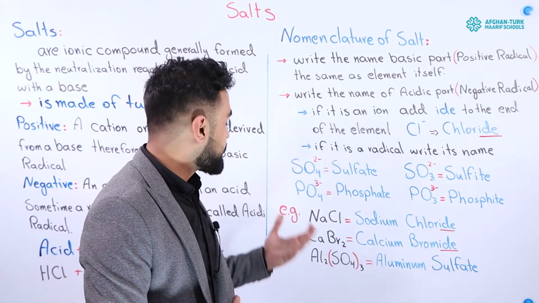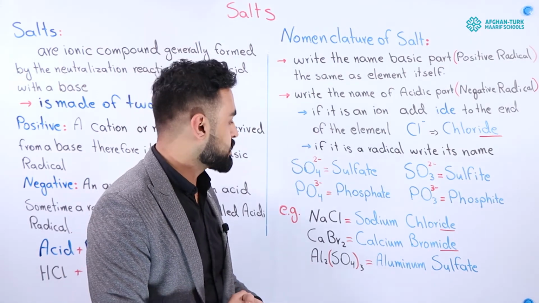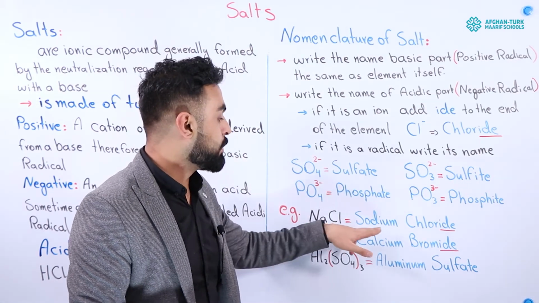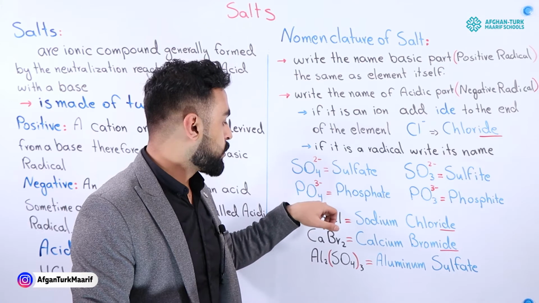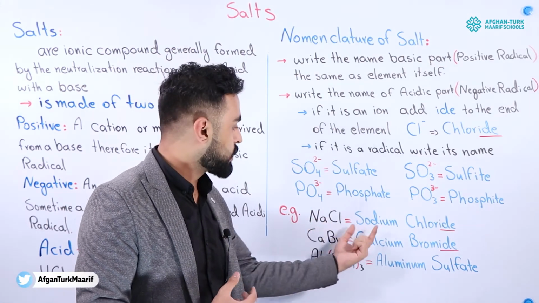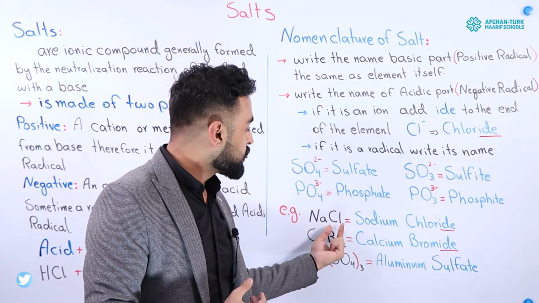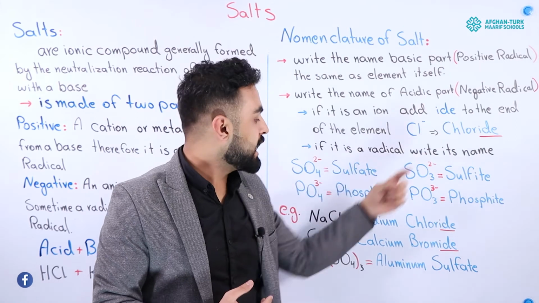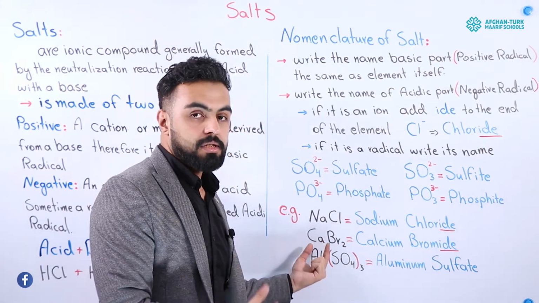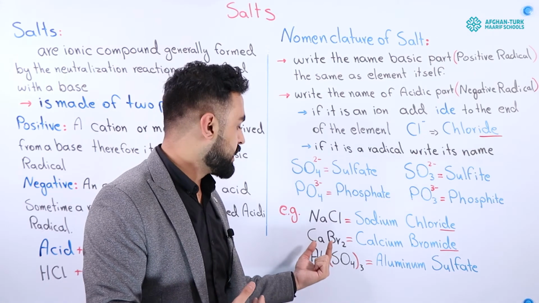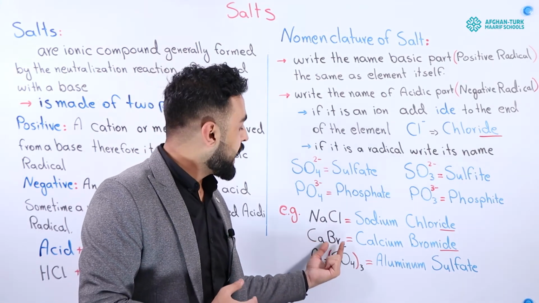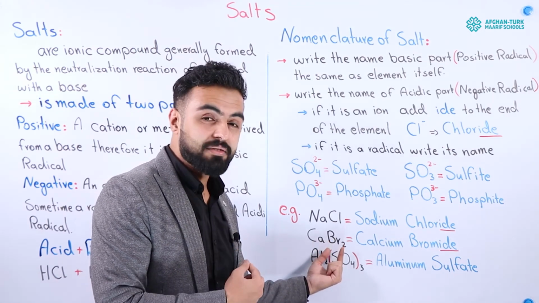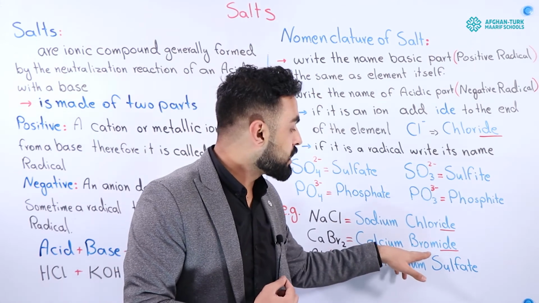Now let's have some examples about these notes. So, sodium with chlorine. As we talked, write the name of the element itself for the positive one. Sodium has a positive charge, so write sodium. And then chlorine, do not write chlorine, write chloride, I-D-E. Calcium, the positive one, the name is the same as the element. And Br, bromine actually, but because it has a negative charge here, we call it bromide.